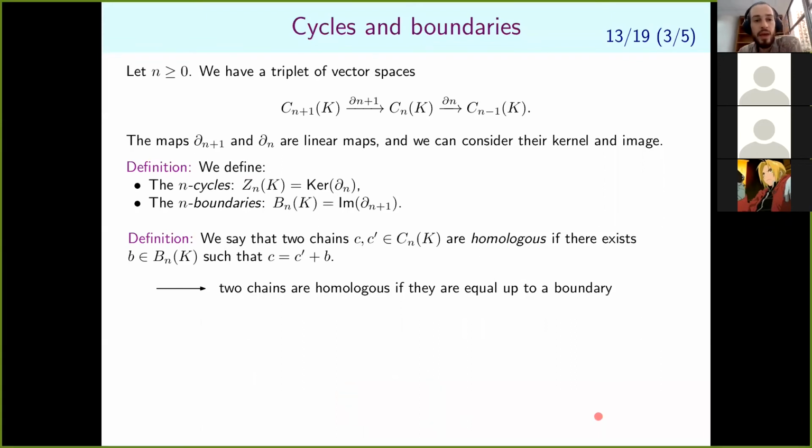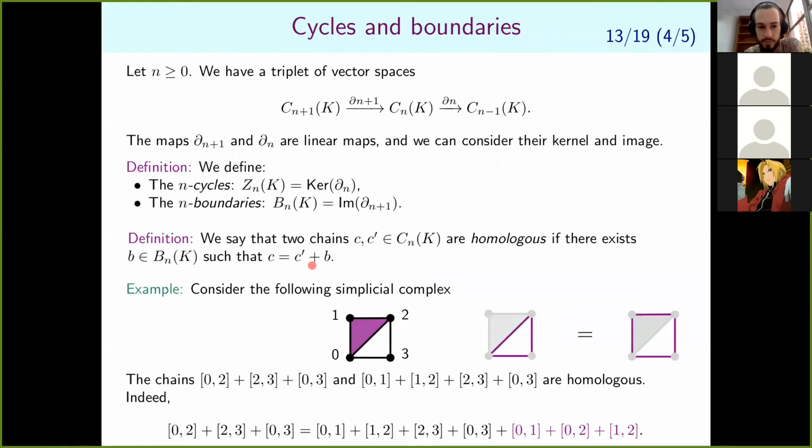Now, I define homologous chains. Take two chains. We say that they are homologous if you can find a boundary such that the first chain is equal to the second chain plus a boundary. And there is a very nice intuition for this idea.